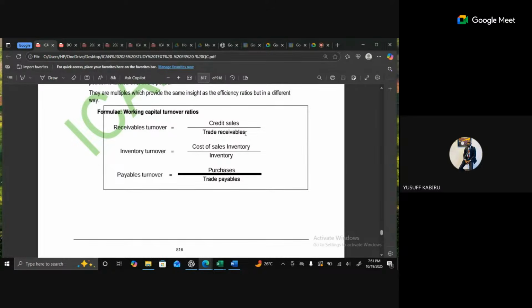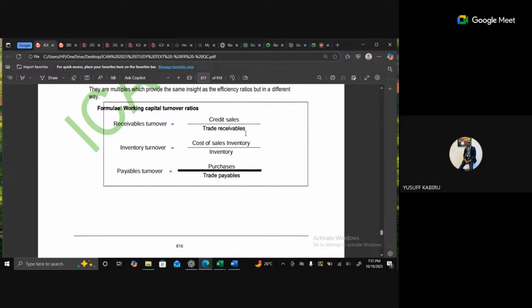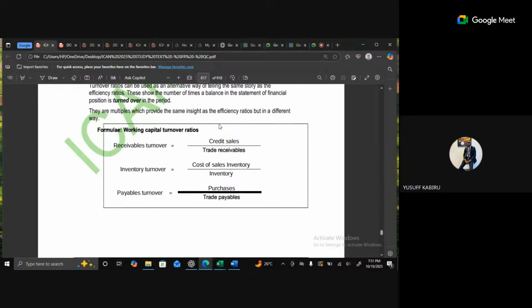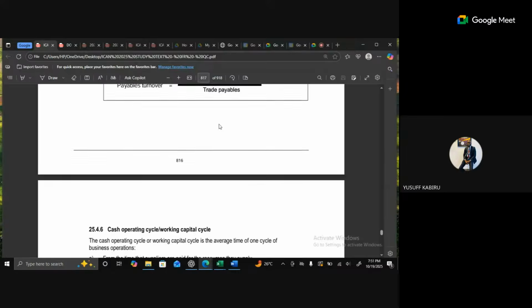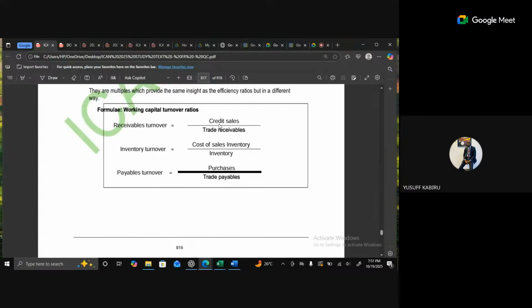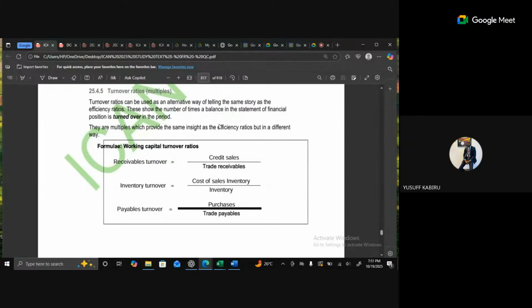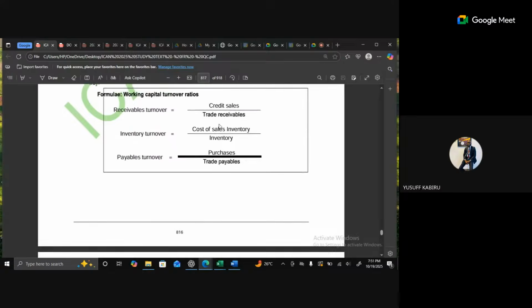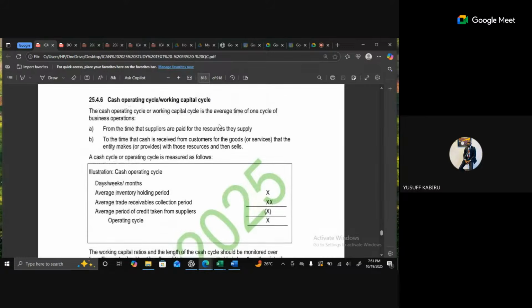You're just basically looking at the number of times that you're able to turn over each of these elements. So that is just it. So let's move forward.